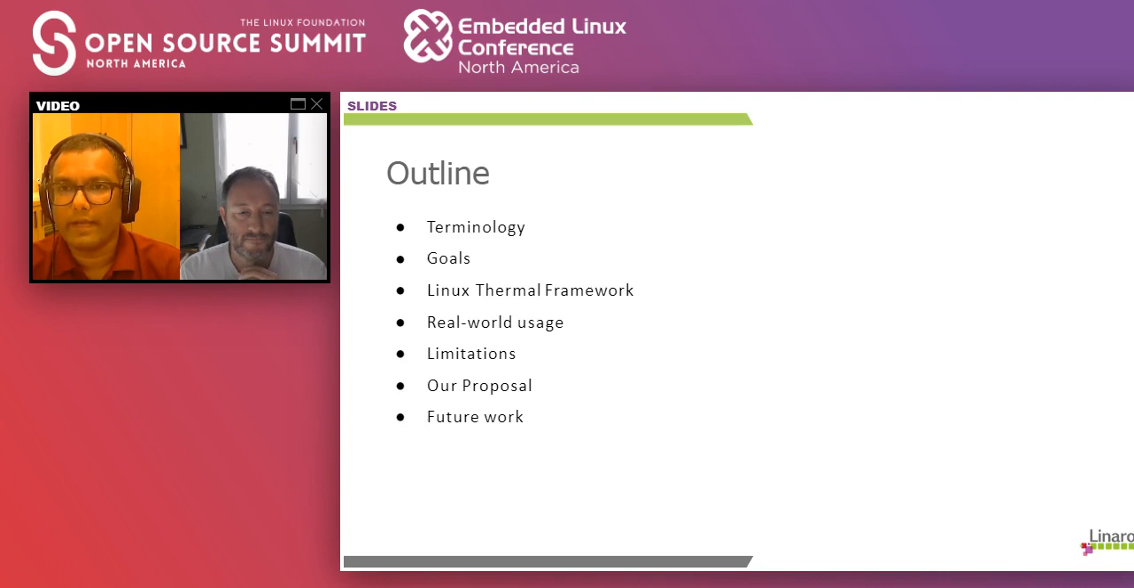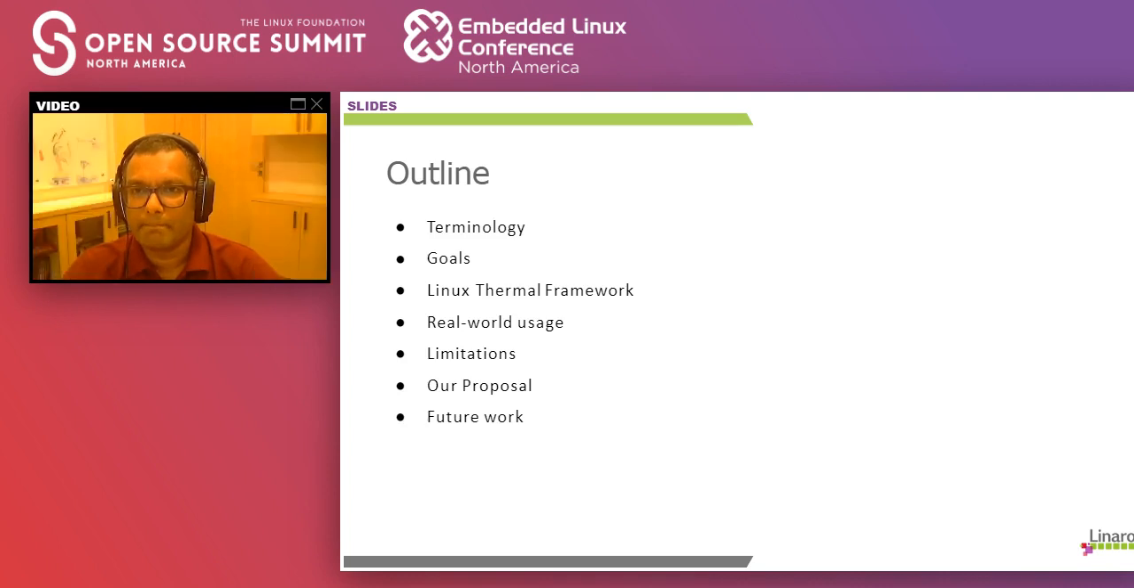So here's the outline of the talk. We are going to go through some terminology and then discuss the goals for the thermal framework. We're going to talk a little bit about the Linux thermal framework, how it is used in the real world, and what the current limitations are. And then finally, we're going to get to what our proposal is to improve things going forward. All right.